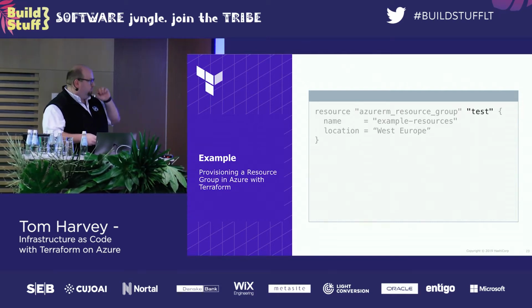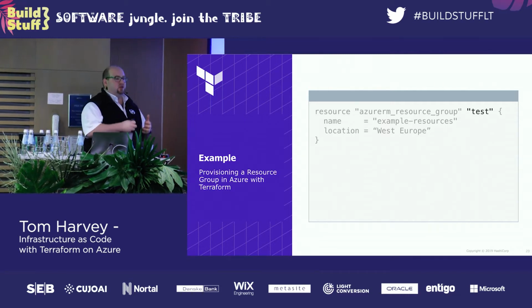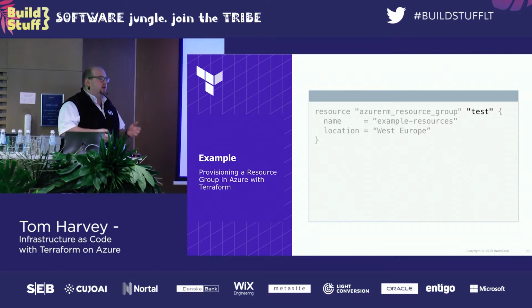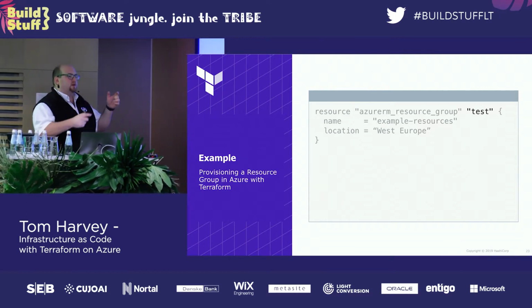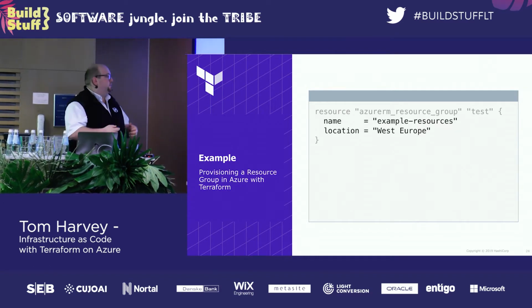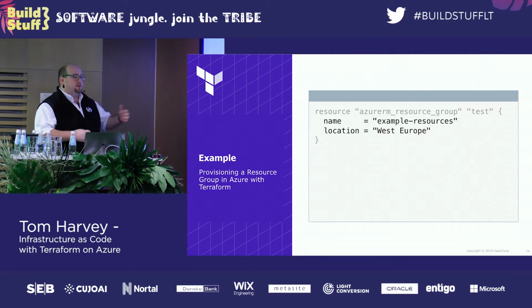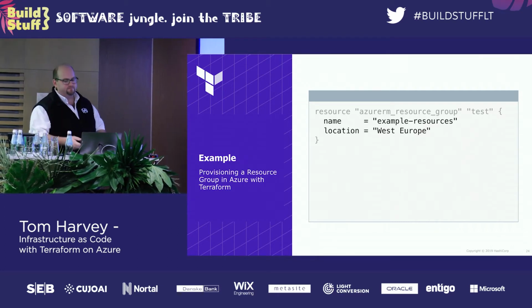Finally, there's an identifier. This is just a friendly name in Terraform. It doesn't actually mean anything to your infrastructure. It's just a way to be able to reference it when you reference between different resources in code. And then finally, there's the fields. So in this case, when I create a resource group, use this name and use this location.